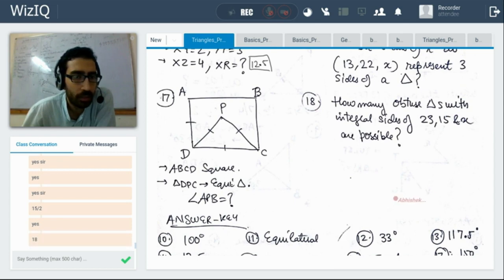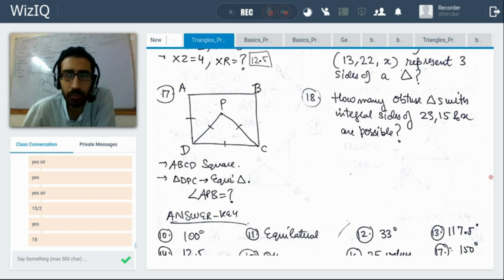Which other question did you have a doubt in question number 18? How many obtuse triangles with integral sides of 23, 15, and x are possible? This is actually a fairly straightforward question, given that we have covered such questions. First of all, establish the limit of x. Now, x can't be greater than 23 plus 15. X has to be less than 38. But it must also be greater than 8.